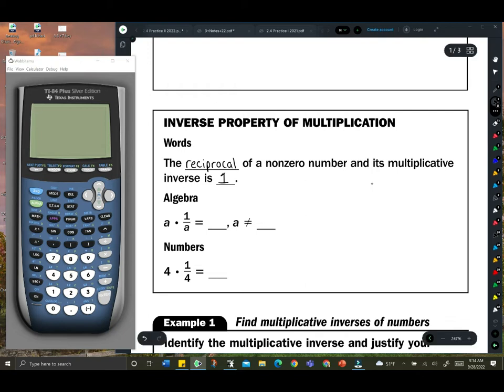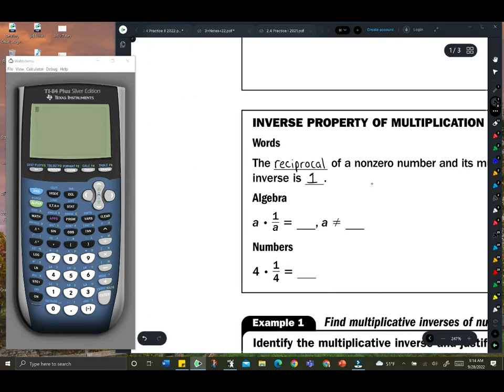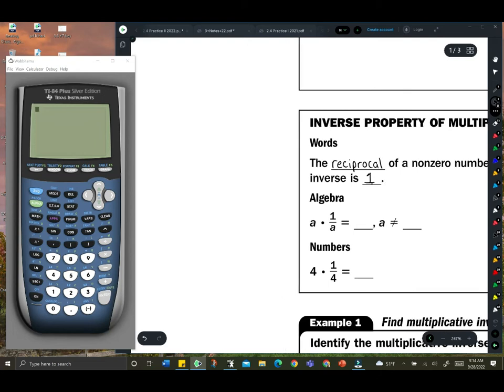Well, first off, what in the world is a reciprocal? A reciprocal is just a number flipped over itself. So let me give you some examples. For example, the number 5 has a reciprocal of 1 over 5. The number negative 4 has a reciprocal of 1 over negative 4. So you can kind of see the pattern.